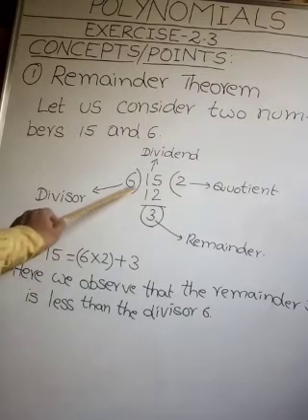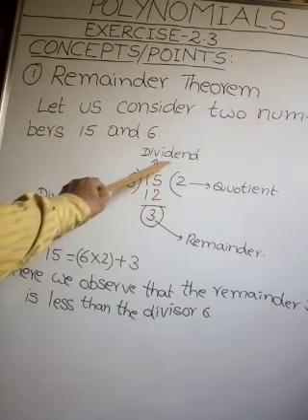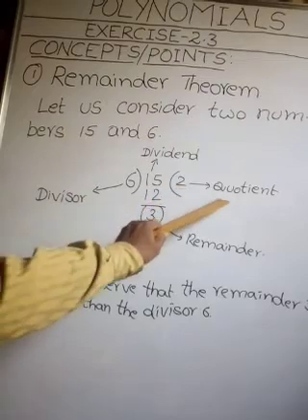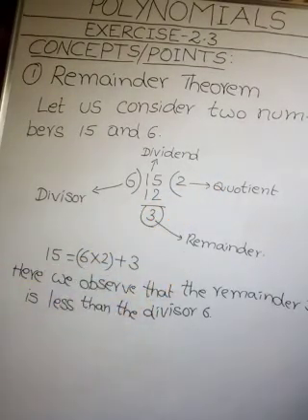So in this long division, there are 4 parts. The number 6 is called the divisor, the number 15 is called the dividend, the number 2 is called the quotient, and the number 3 is called the remainder. Remember these 4 parts of a long division, my dear children, just to recall that previous knowledge.